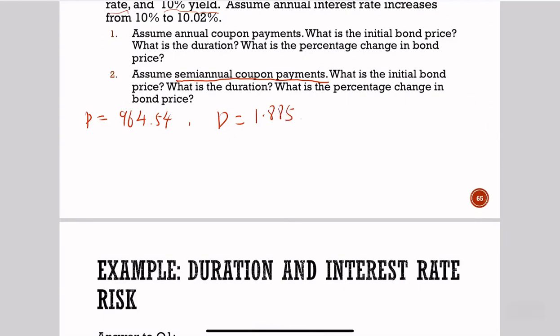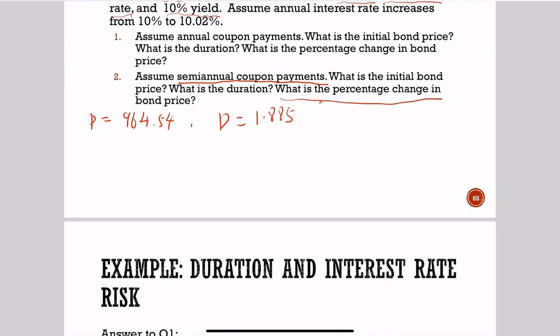1.885. Now, what is the percentage change in bond price? We will use the same formula, right? So bond price change equals minus modified duration times the change in y. Now, a caveat here is that this y is not the change in annual yield, because you have semi-annual coupon payments. So you should calculate this delta y as the change in the 6-month yield, right?